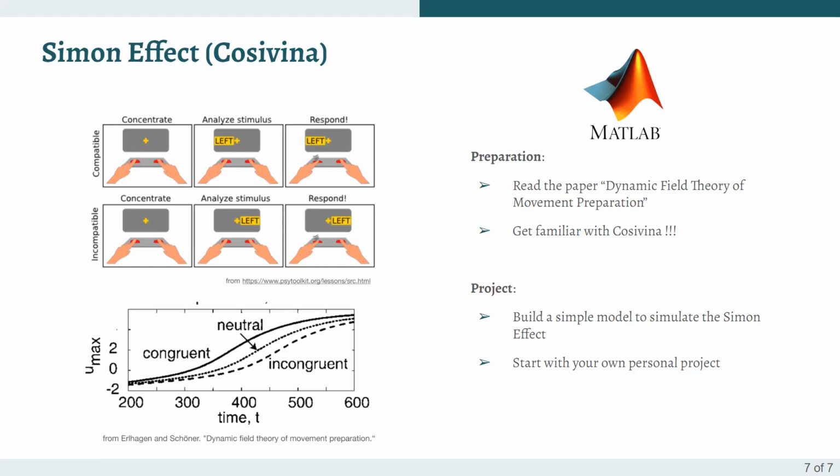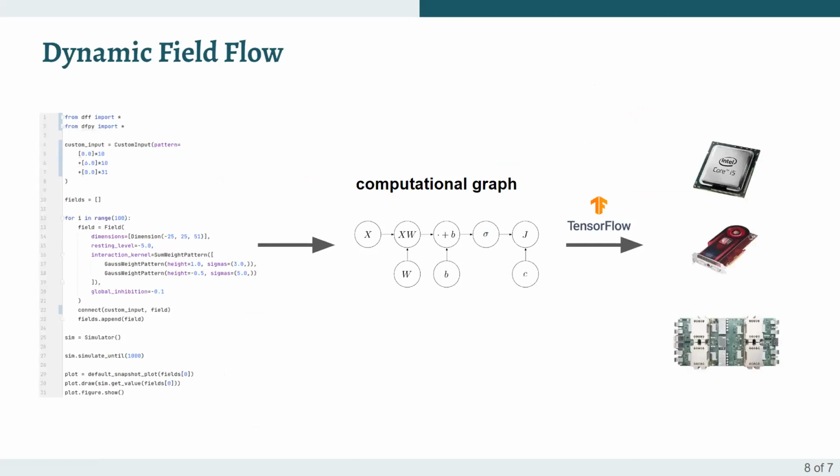So this would be the MATLAB project, and pretty similar would also be one that I didn't introduce in the beginning, because we really added it last minute. That would be a dynamic field flow project. That is our newest implementation of DFT in the software framework. And here we are able to use TensorFlow by building an architecture in code, which is similar to Covina, and then forwarding it as a computation graph to TensorFlow.